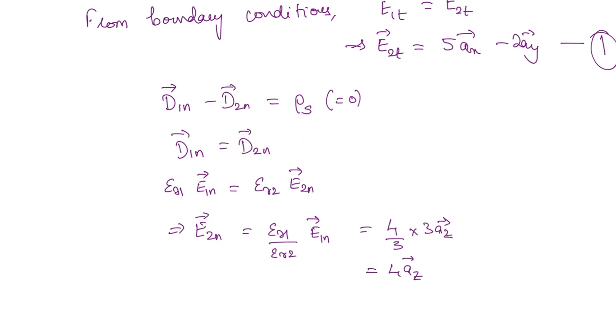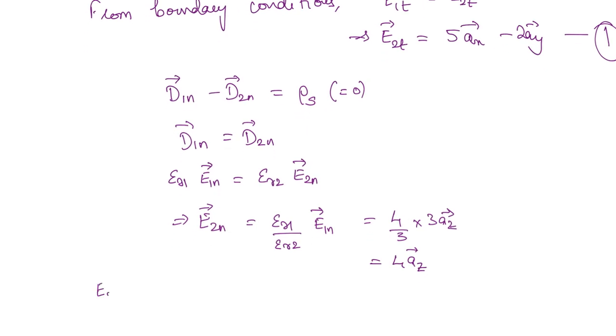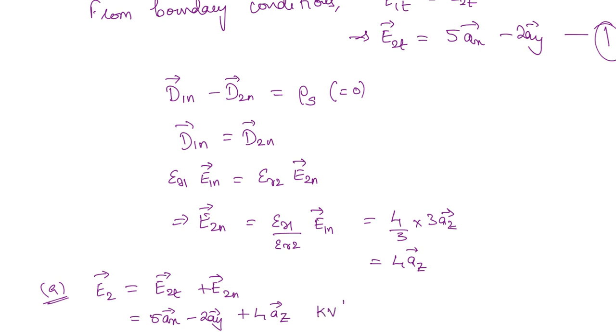Now what will be the electric field E2 bar in the second medium? This is E2T bar plus E2N bar, so this is equal to 5AX bar minus 2AY bar plus 4AZ bar. This is the first bit answer. You can also write the units; the units are given in kilovolt per meter. So this is the final answer.